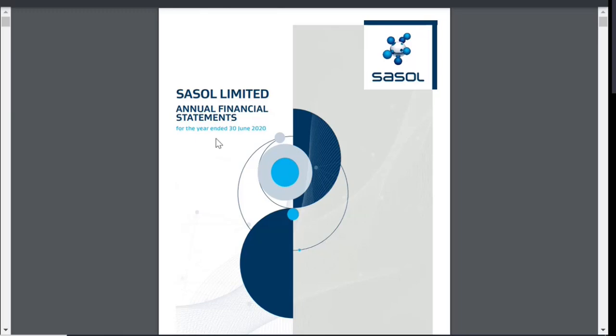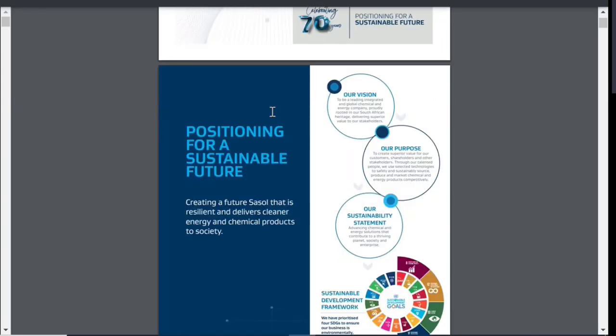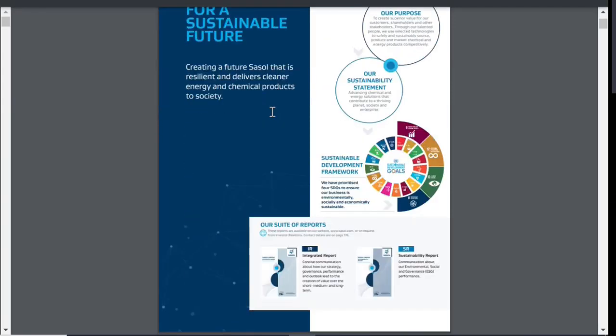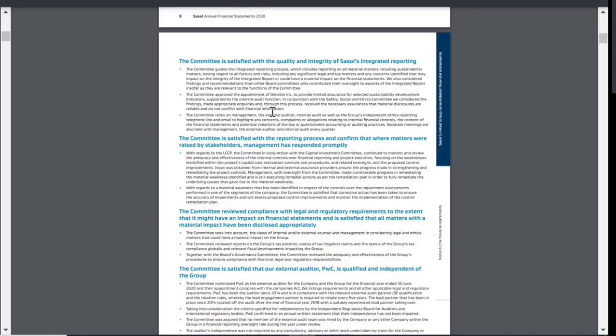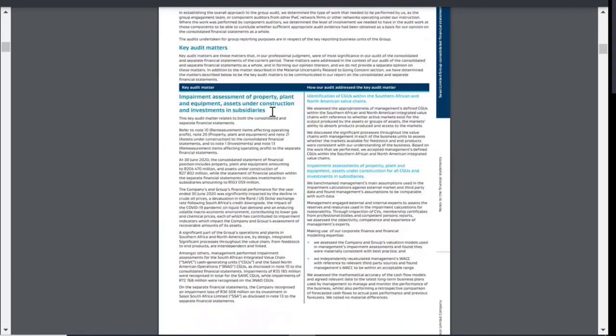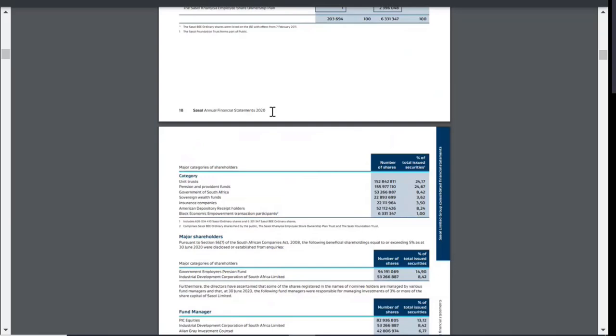So basically now when you see this Sasol Limited annual financial statement for the year ended 30 June, you know what that means. Every company has a 12-month financial period. So Sasol's year end is June every year. So June will be the end of their financial year. This is just an example. I just want to show you the financial position on this annual financial statement. What are we looking at?